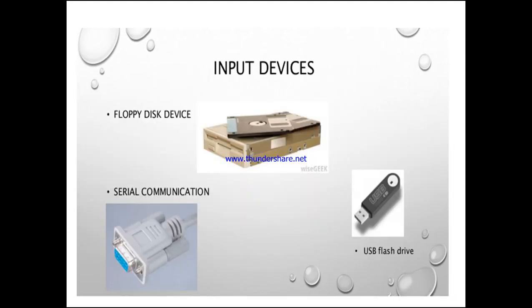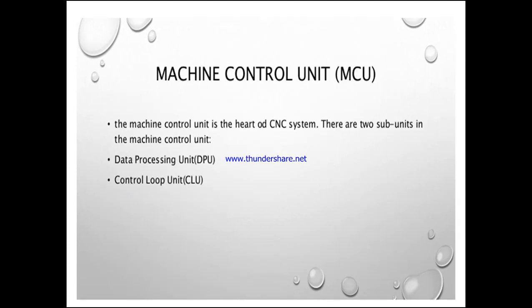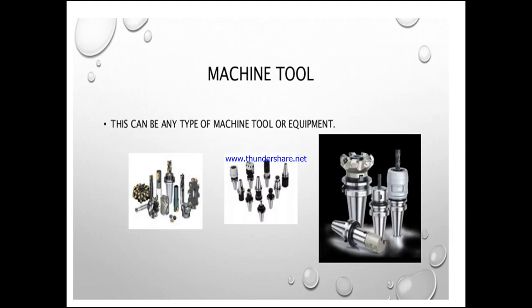The input devices may be a floppy disk, a serial connection, a USB, or a computer. The machine control unit is the heart of the CNC system. Its subunits are the data processing unit and the control loop unit. The data processing unit is different from the control loop unit. Data processing is the processing of the data, that is the program which is inputted to the machine, and the control loop unit is for the feedback it receives.